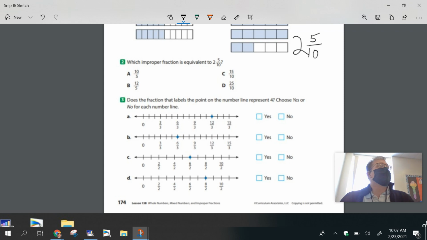Okay, anyways. To convert a mixed number. Again, this is 5th grade skills. There are different ways to do it, but the easiest way to do it.